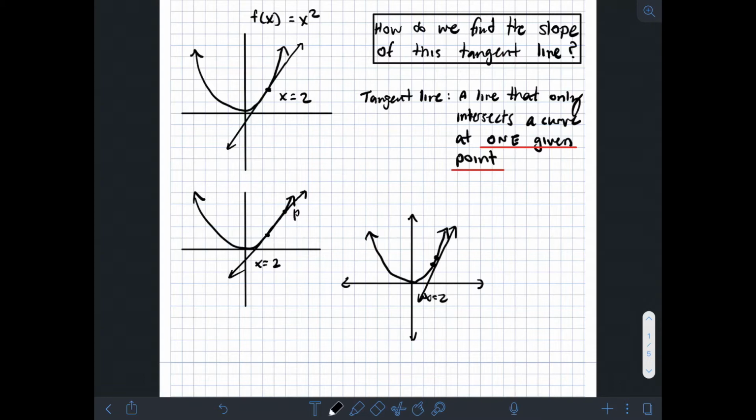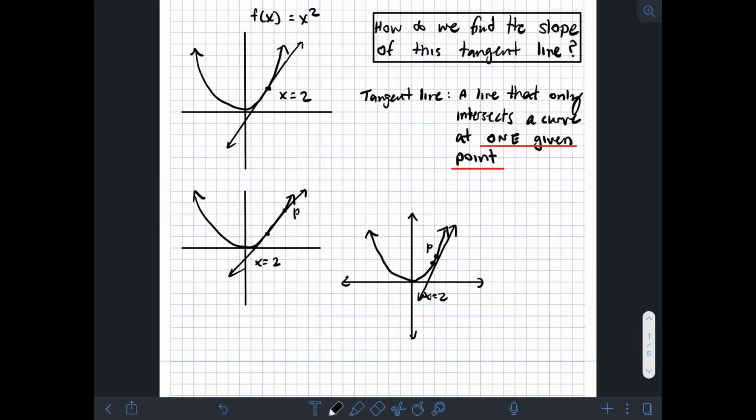So it seems like we can conclude something. As we move our point P closer to x equals 2, the slope of our secant line approaches the slope of our tangent line. Approaches is a key word here. Now I'm going to throw some calculus terminology at you. When we say that the slope of our secant line approaches the slope of our tangent line, we can also say that the limit of the slope of our secant line as point P approaches the point in question equals the slope of the tangent line. That's what a limit is.